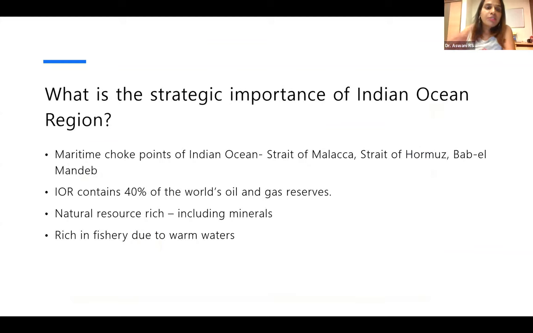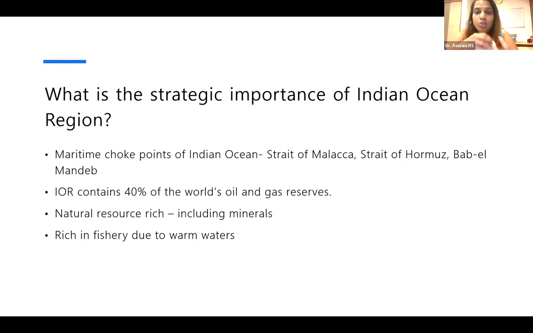Now that we have talked about the first point, the maritime choke points of the Indian Ocean, let's also talk about the oil and gas reserves of the Indian Ocean region. The Indian Ocean region contains around 40% of the world's oil and gas reserves, right? If you look at the data, the Indian Ocean holds around 16.8% of the world's proven oil reserves and 27.9%, that's almost 30%, of the world's proven natural gas reserves, right?